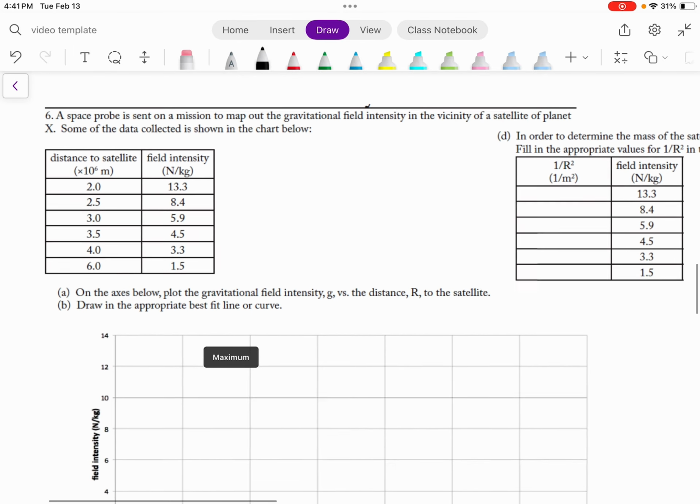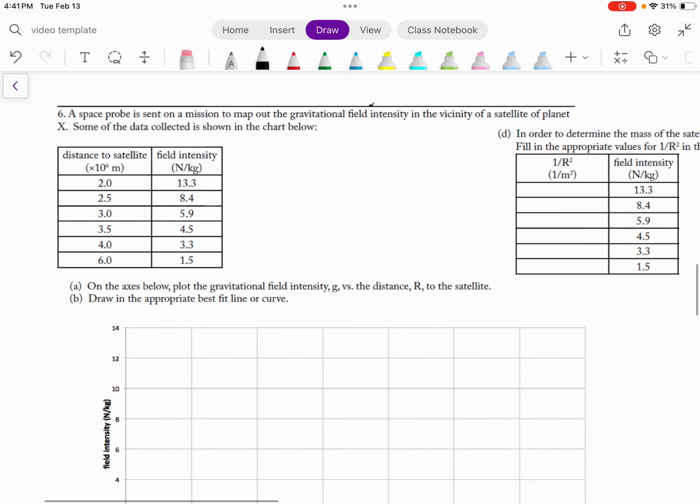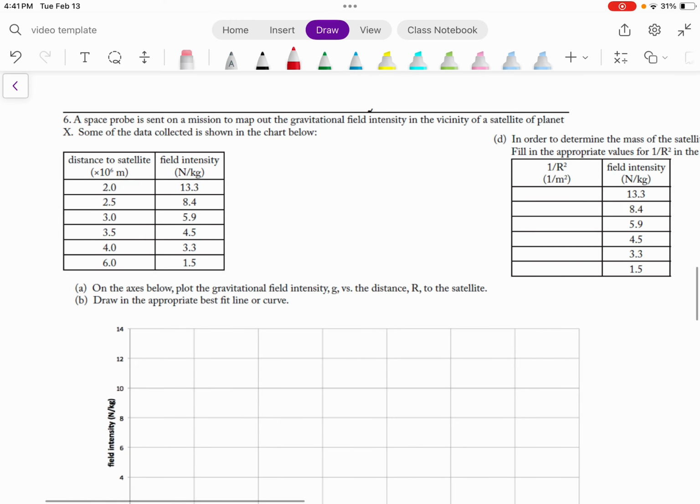This next problem, I'm going to point out there's a typo, and I keep forgetting to tell you guys that, and I'll explain in a minute. But this problem is using this linearization of data skill I've taught you before. So a space probe is sent on a mission to map out the gravitational field intensity.